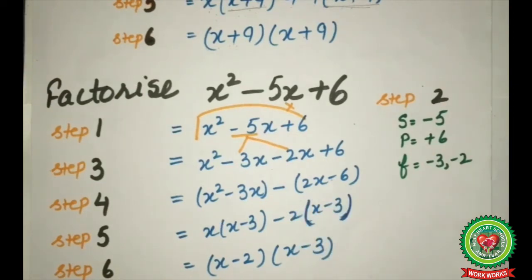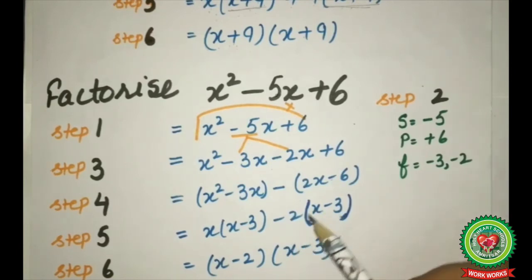Now we need to take common from both the groupings. So the x is common in the first group. So taking out x common, we'll get x bracket x minus 3 bracket close. And in the second group, we have 2 as the common factor. So on taking out 2 common, we get minus 2 bracket x minus 3.